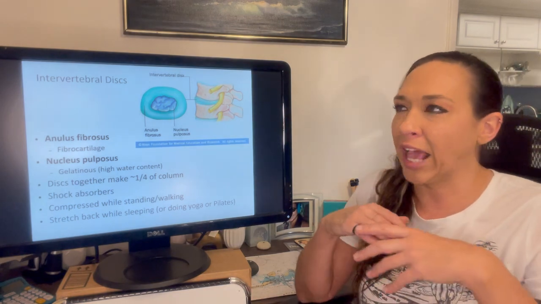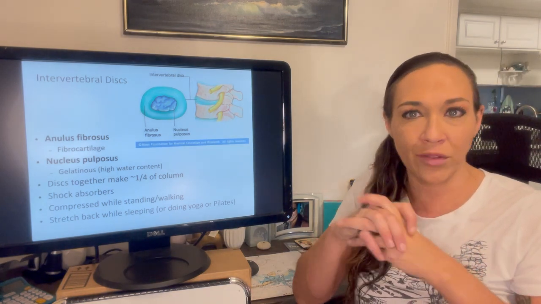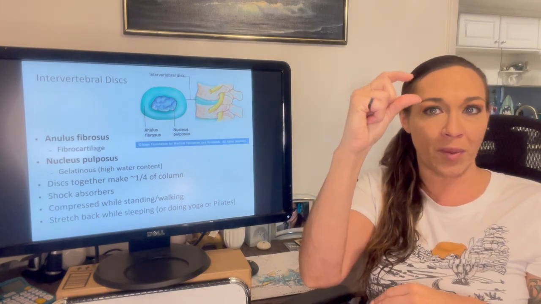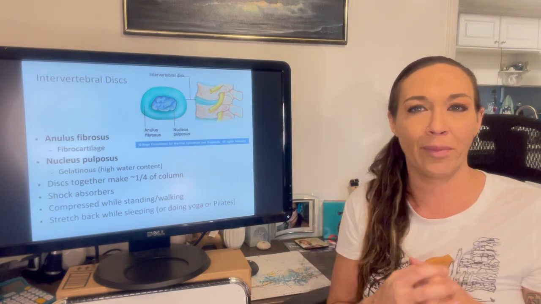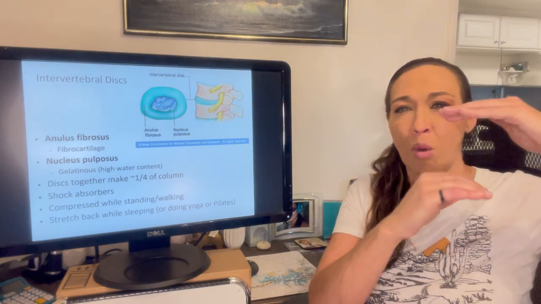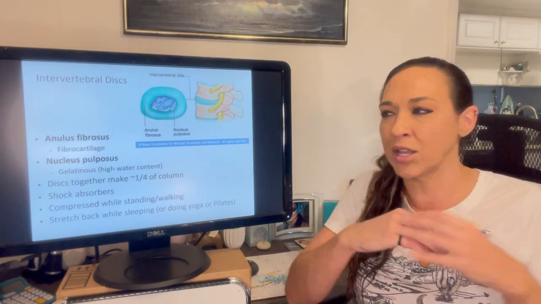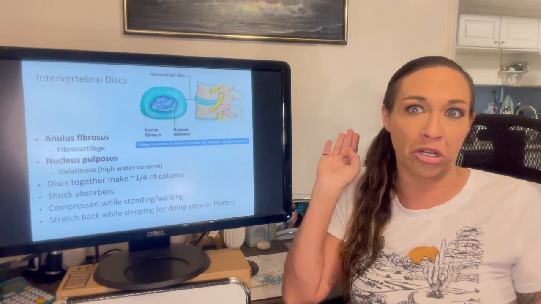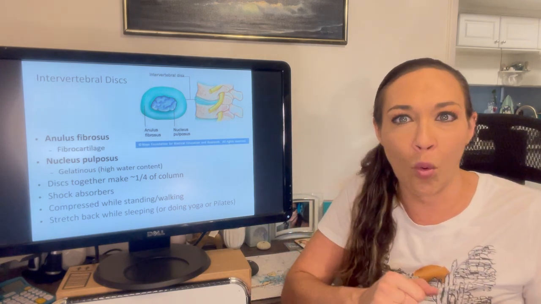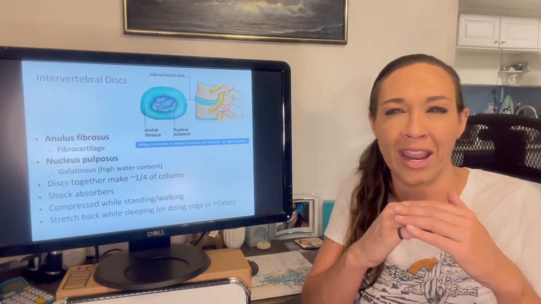Basically, these discs together are about 25% of your entire column. So they are spacing out your vertebrae a nice little amount, and that's important. We don't want any bone-on-bone rubbing. I know some people have that, like they have a slipped disc, or their disc is completely gone, the cartilage just worn away, and you've got that painful rubbing.